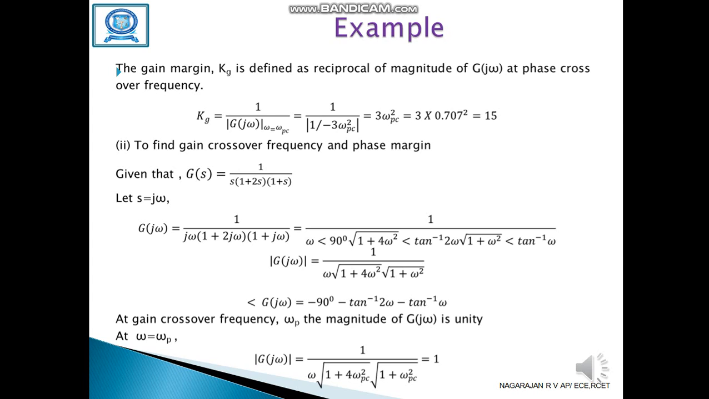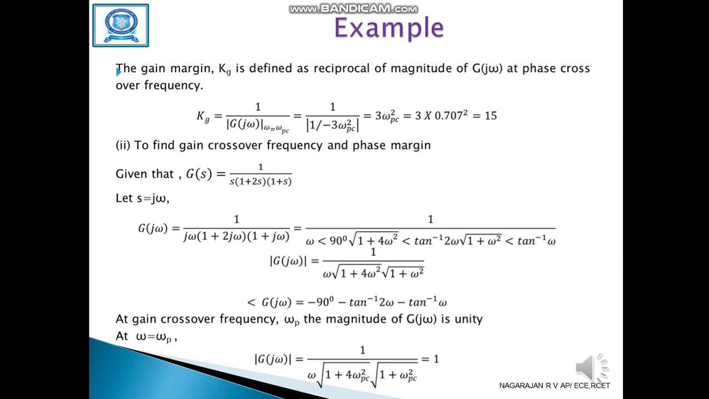Next we have to find gain margin, that is Kg equal to 1 by modulus of G(jω) at ω equal to ωpc. Substitute all the values, you will get Kg equal to 15.